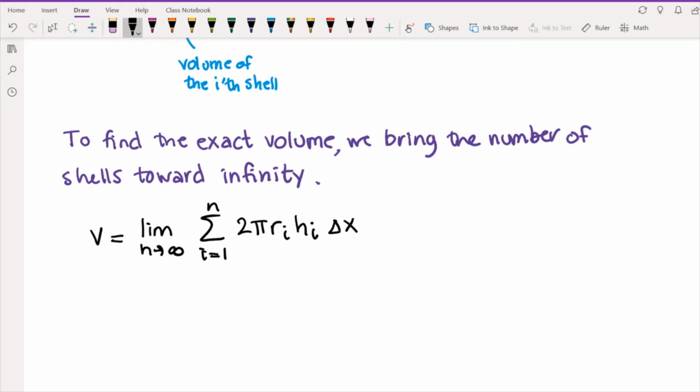And so what happens when we take a limit of a sum? Well, it turns into an integral, right? So we get the integral from a to b, and we'll talk about where those bounds come from in a minute. And then I'm just going to write it now as 2 pi times r times h dx. But one thing that's really important is that the radius and the height, those are both going to be functions of x, and we'll talk about where exactly, what those come out to be in a moment.